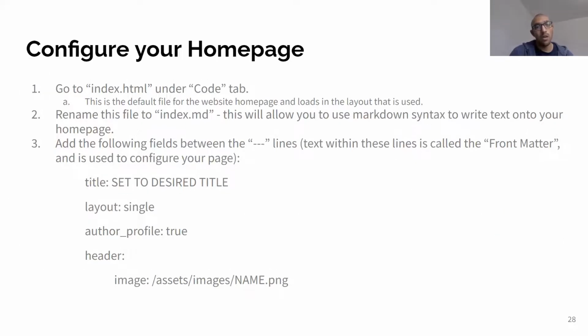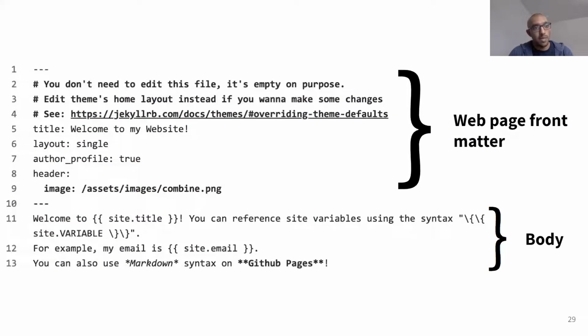So once you've renamed the file, you can go down to the body, the text box beneath it, and add the following fields between the two lines which each contain 3 dashes. What this is going to do is add what's called a front matter to the page, and the front matter is where information on how to configure a page is contained. So here's an example of what it should look like.